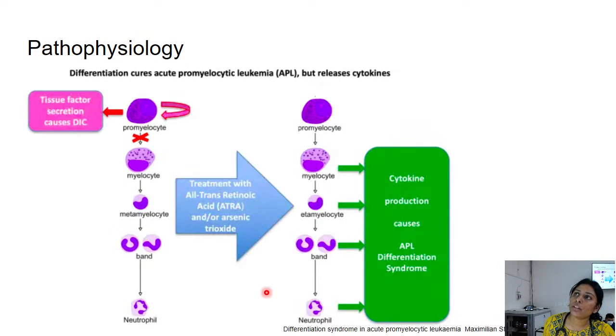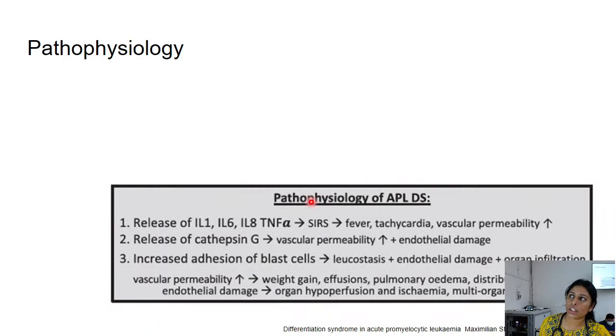So this is a pictorial representation of differentiation syndrome. Once we initiate these patients on ATO and ATRA, the abnormal promyelocytes differentiate to myelocytes and metamyelocytes, causing release of cytokines, causing a differentiation syndrome. The cytokines involved in APL differentiation syndrome include interleukin 1, 6, interleukin 8, and TNF alpha, causing a systemic inflammatory response syndrome leading to fever, tachycardia, and increased vascular permeability.